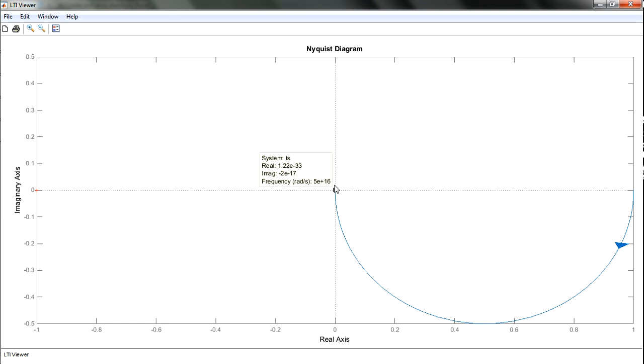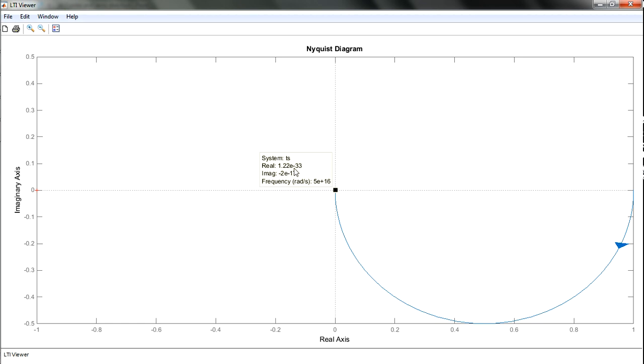As you go to infinity, let's say this is infinity, as you can see, this is 5e16. Once you reach here, they actually increase the frequency quite a lot. So when you reach here, you have a very big number, 5 to the power of 16. Imagine it's that big, which is infinity. So in this case, the real is also infinity. And the real is 0 because 1.22e negative 33.